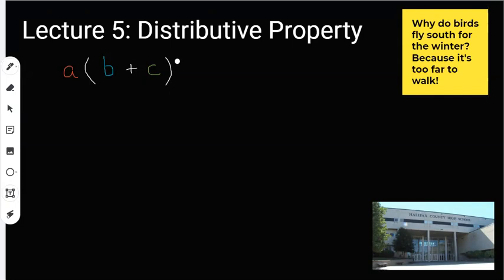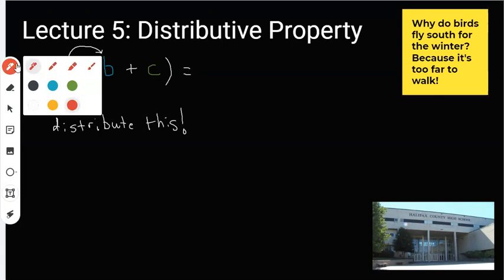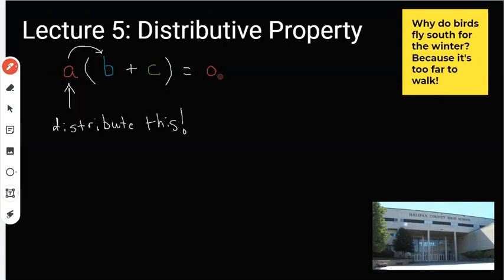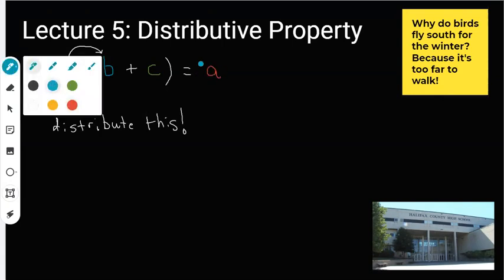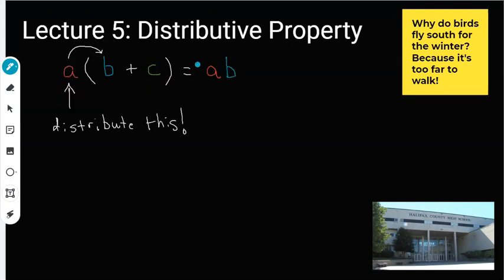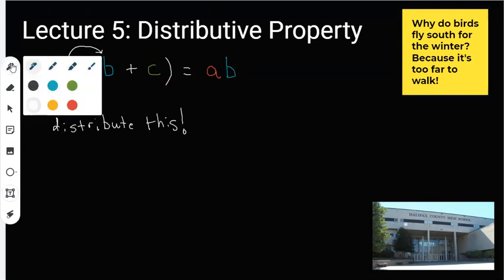So what we're going to do is we're going to take whatever's on the outside and we're going to distribute this. We're going to distribute this. So how does that work? Well, we're going to take this A and we're going to multiply it by B first. And when we multiply A by B, we're going to get AB. And then I'm going to have my plus in the middle.